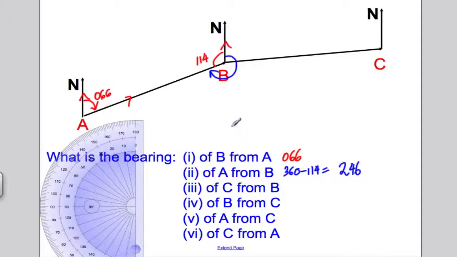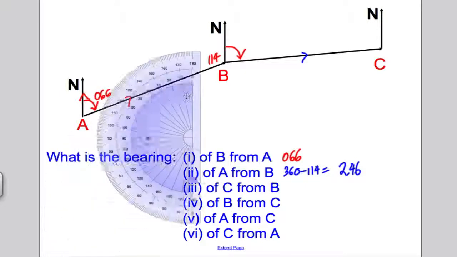Okay, and you're done in that part. Now it says measure the bearing of C from B. So you're starting at B now and you're going towards C. So what they want, I'm just going to rub this out for now. Remember that was 114. It's there. They want this angle here.